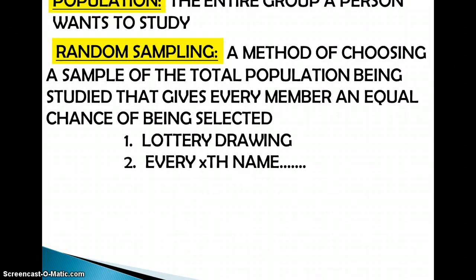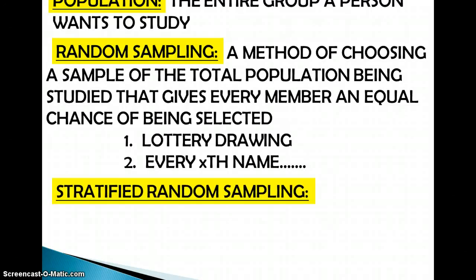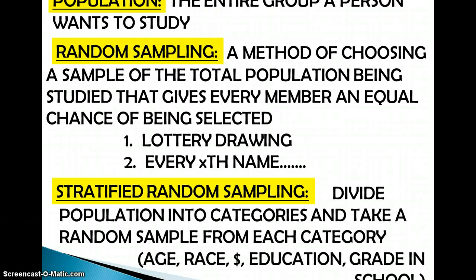You could say every 10th name, every 15th name, every 77th name. So you have a list and you just count down to 50. That's a person. Count to 50 again. That's a person. You can also stratify this sampling by putting them in specific categories or groups.